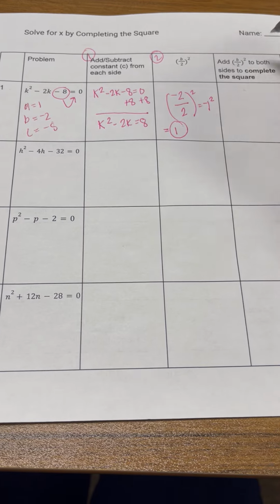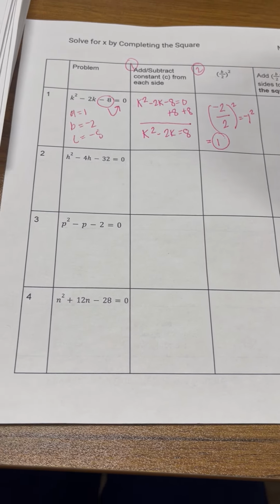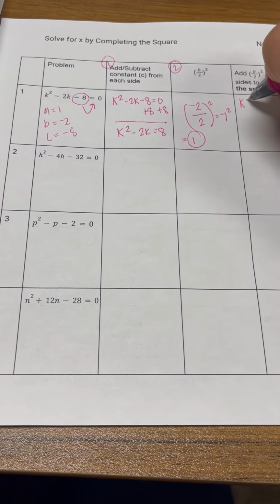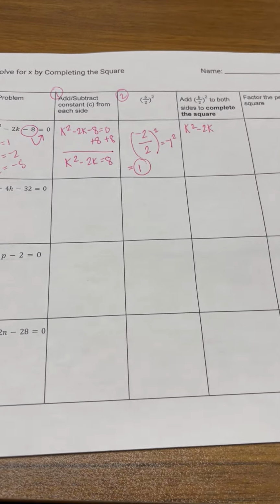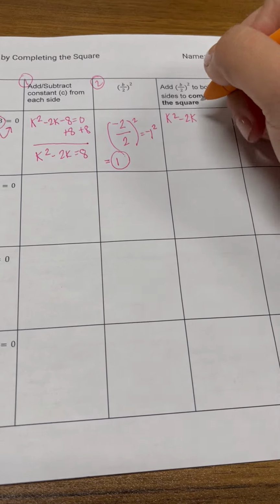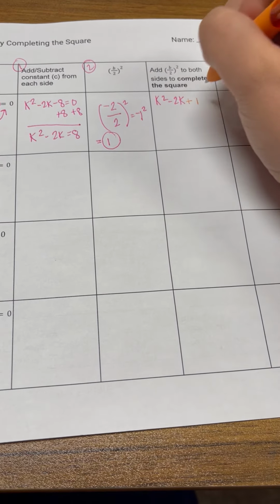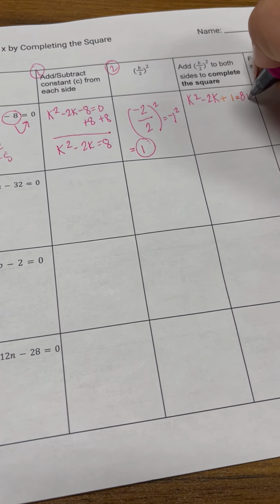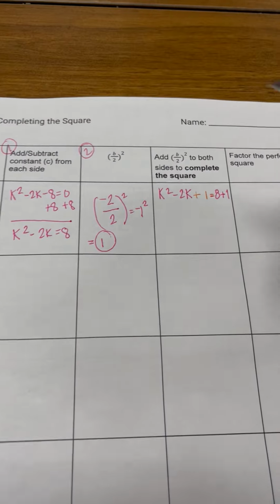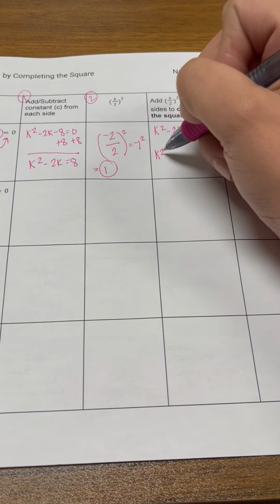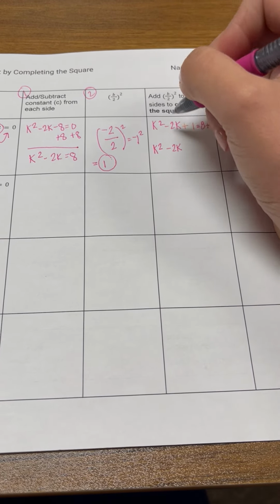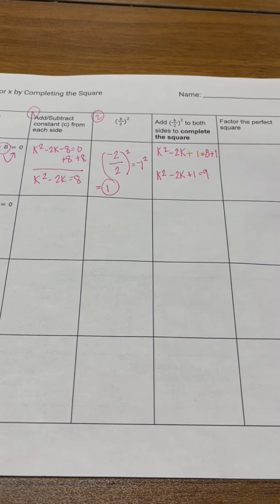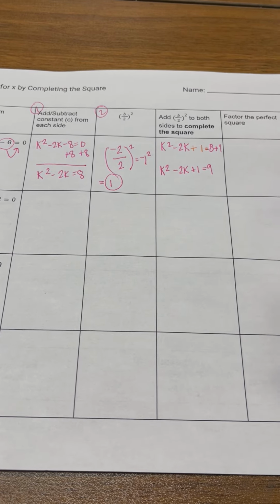So we're done. We're going to add what we just got to both sides to complete the square. Okay? So I'm going to have k squared minus 2k. I'm going to add, let me do it in a different color, I'm going to add 1, but I'm also going to add it on the other side. I had an 8, and I'm going to add 1. So now I have k squared minus 2k plus 1 is equal to 9. Okay? That was step 3.